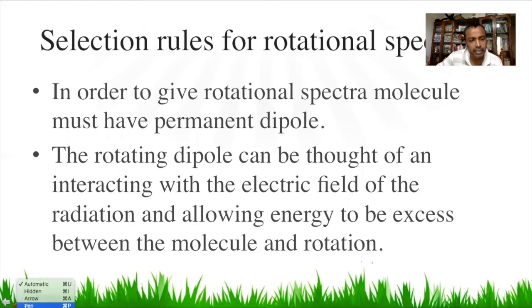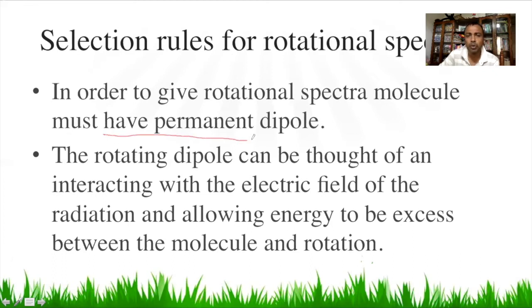So we have already seen mathematically that there will be the possibility of rotational spectrum at 2B centimeter inverse, 4B, 6B, 8B, like that. So by increasing J, an additional 2B centimeter inverse will appear at each different rotational level. In order to give a rotational spectrum, the first criterion is that the molecule must have a permanent dipole.